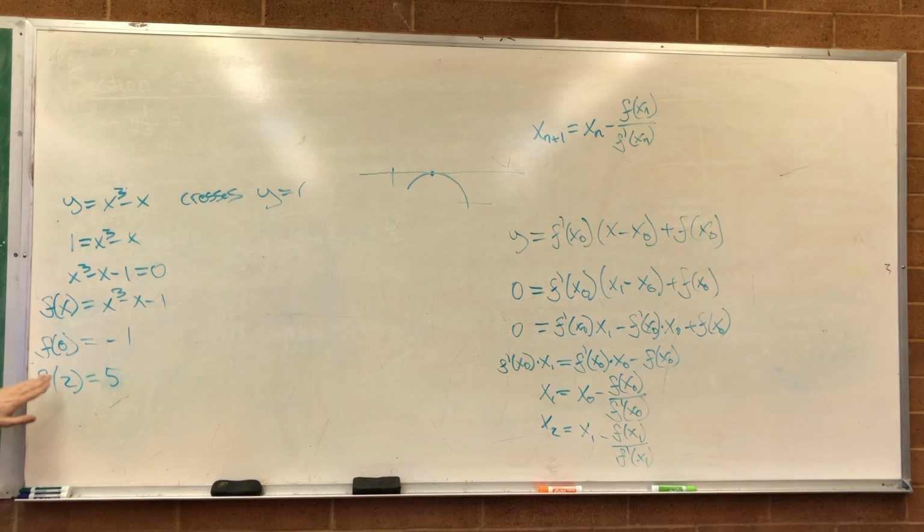Just for our own intuition, I know that between 0 and 2, this thing has to have a root, somewhere where it's equal to 0. Because it's equal to negative 1 at 0, it's equal to 5 at 2, it had to cross the x-axis. So it has a root somewhere in there.